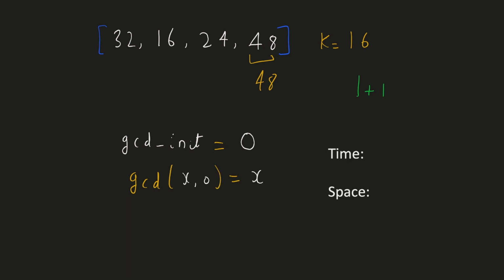The time complexity would be, we have to check the GCD for all the subarrays, and checking the GCD would take log n time. Hence it would be O of n square into log n. And the space complexity would be constant.